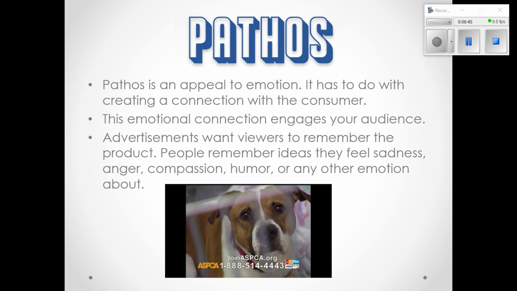Okay, so next time I see this logo, this ASPCA logo, maybe on a website where it's asking me to donate, an advertisement on the computer, I've seen this commercial before and I remember how sad it made me. So maybe now I will donate to this organization because it's right in front of me and I remember how it made me feel. Okay?